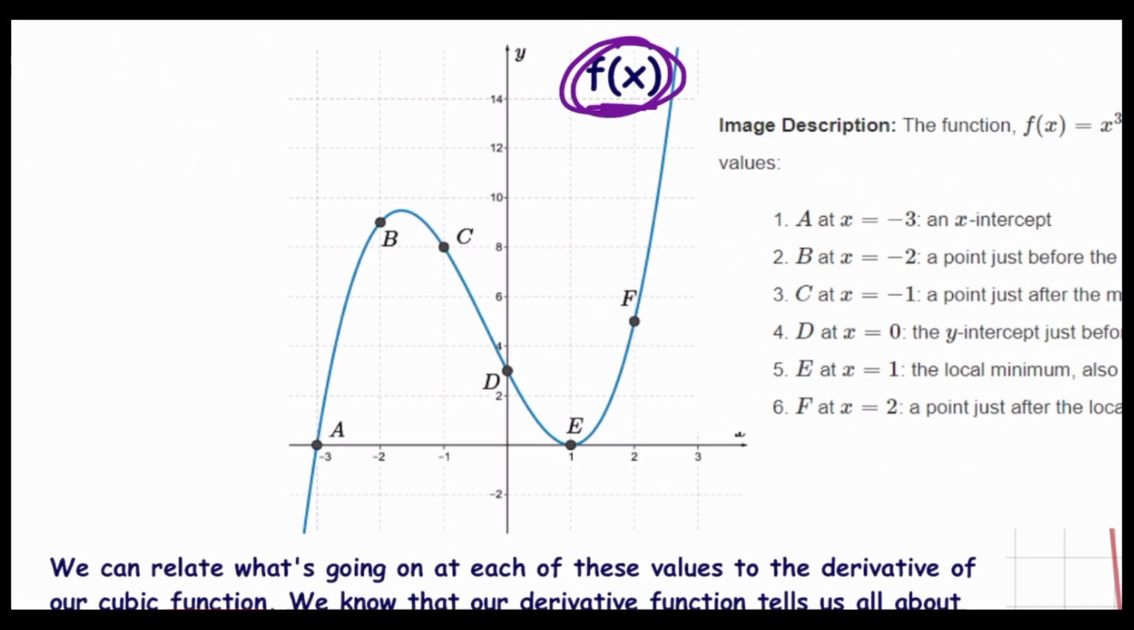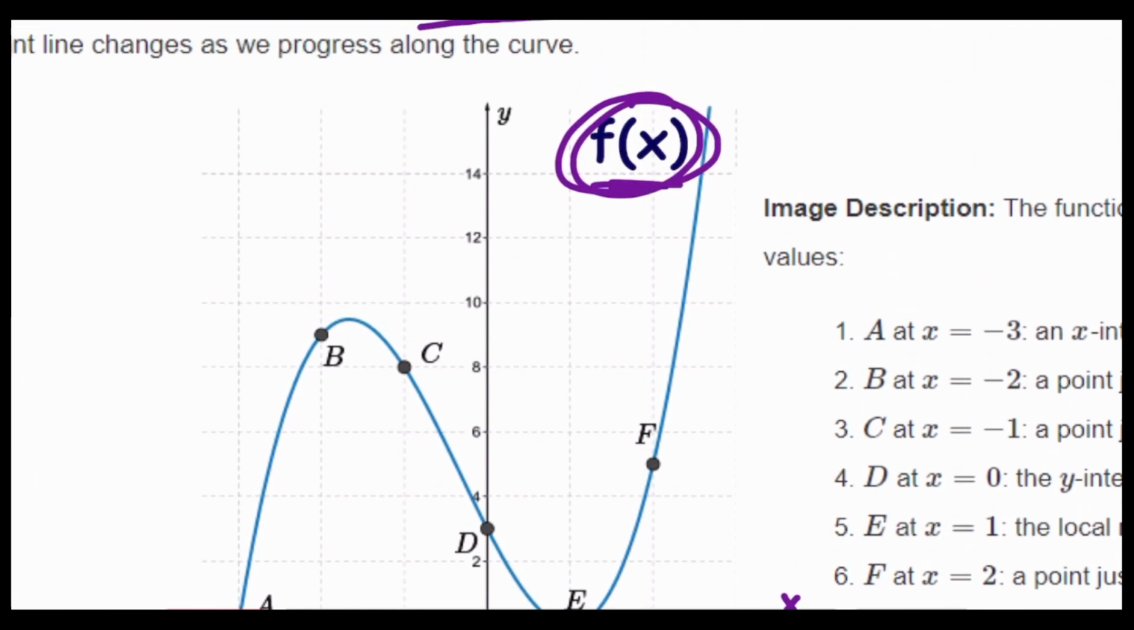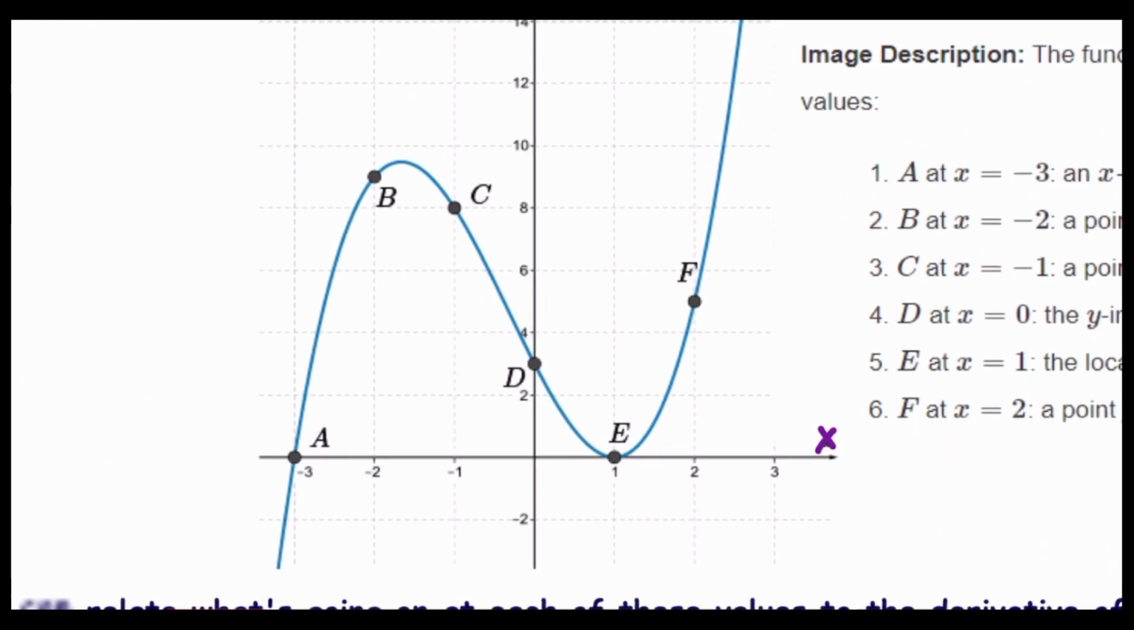Also make sure that you're labeling your axes. This is a little cut off here, but make sure we clearly label that this is the x-axis and this is the y-axis. All right, let's take a look and let's describe the slope of our tangent line as we go throughout the curve. And a variety of points are labeled here for this function, so we'll take a look at those points.